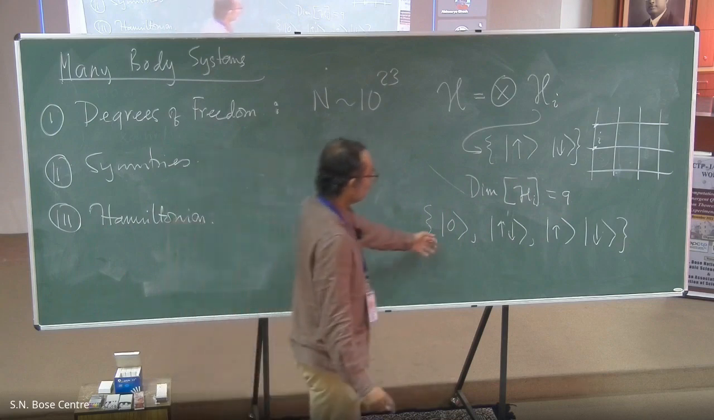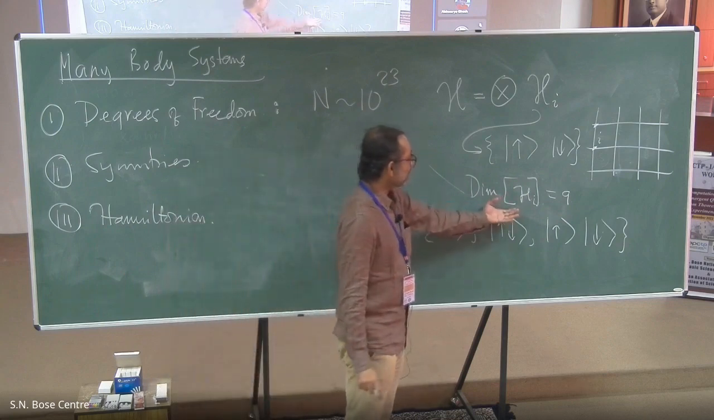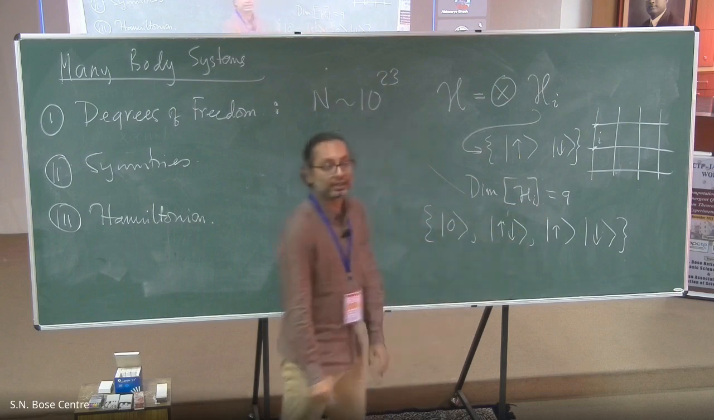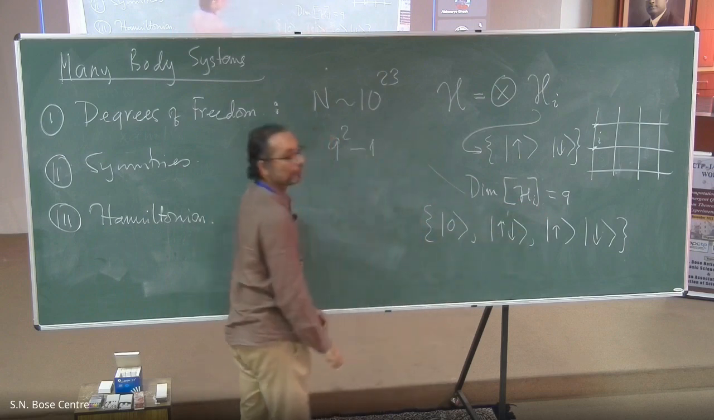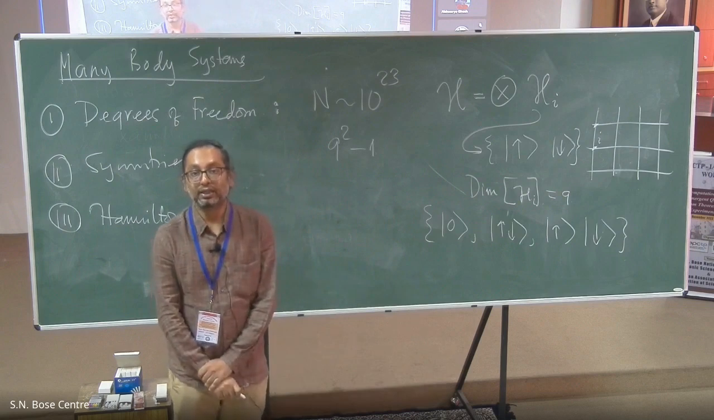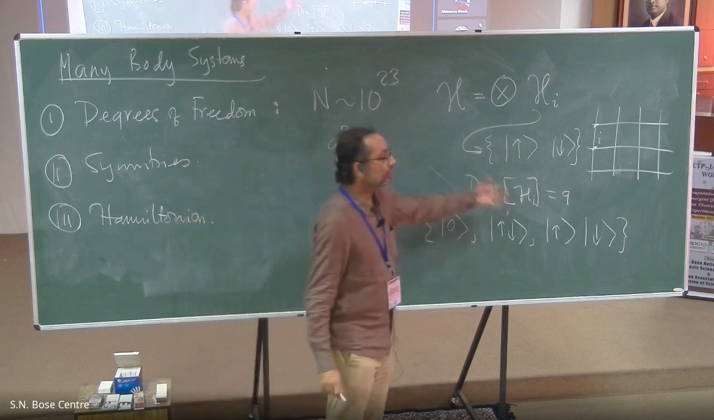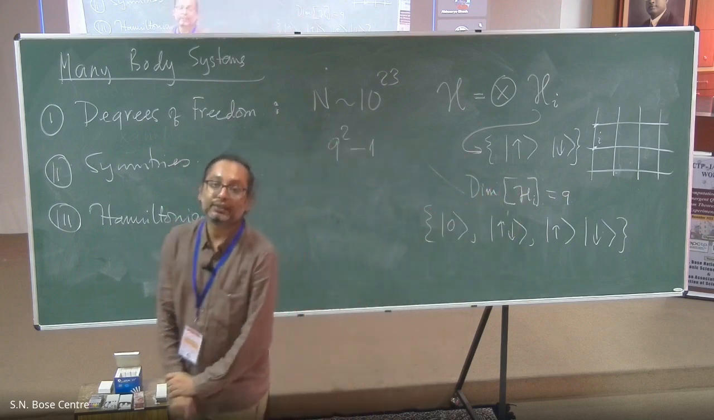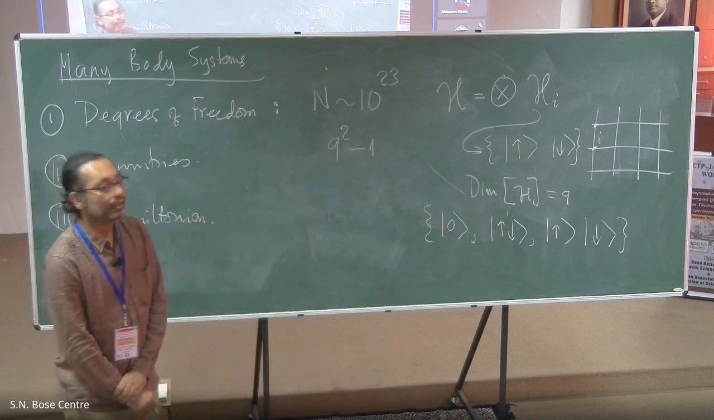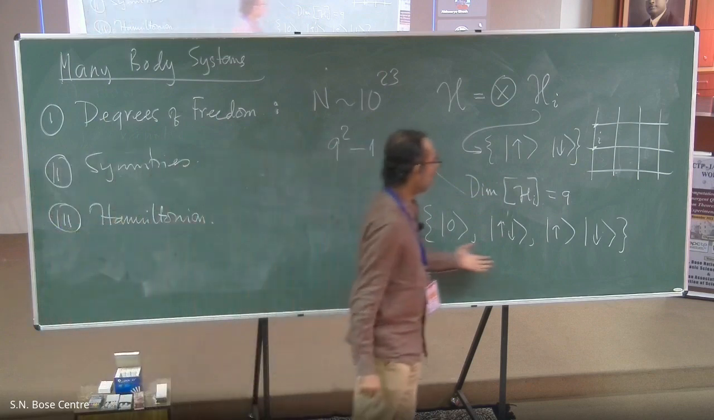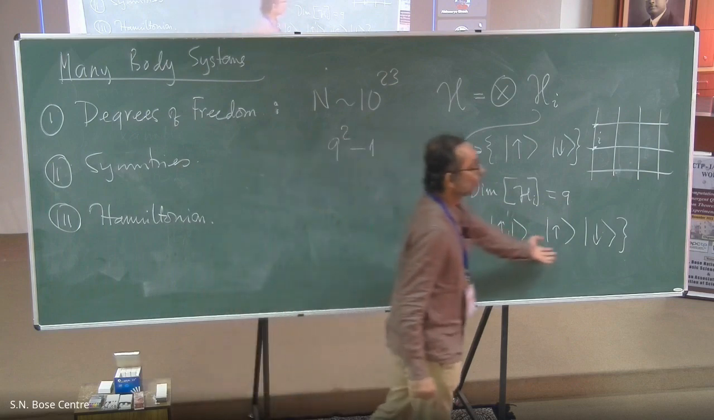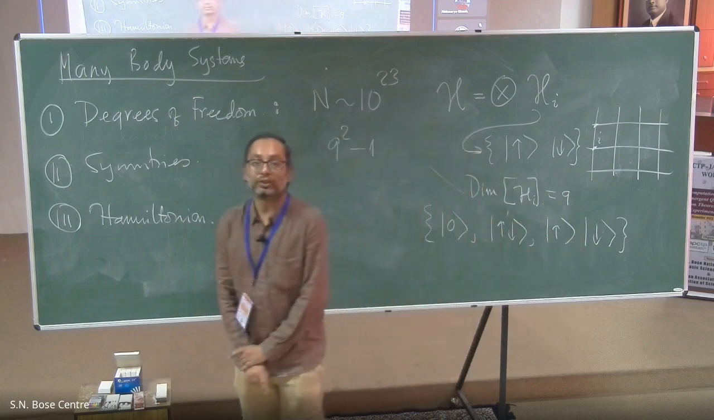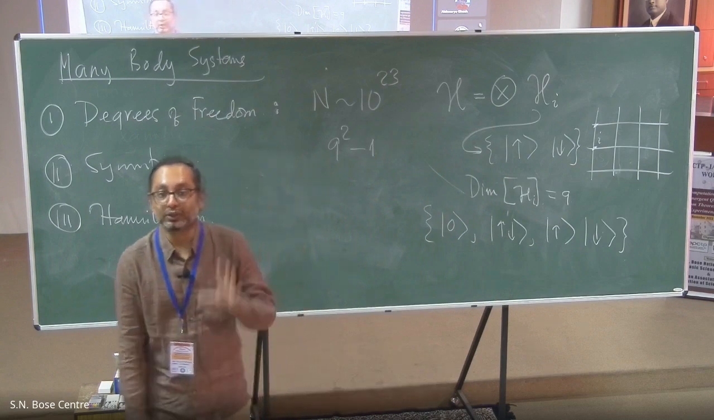What it means is that at every site, if there are q states, I can write q squared minus 1 on-site operators. So for spin half, there are 3 operators which are Sx, Sy, and Sz. And for electrons, one can write down 4 squared minus 1, 15 on-site operators.